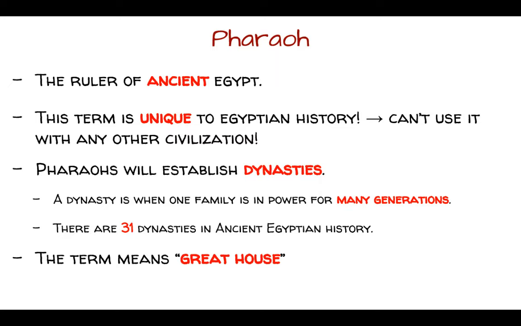The word pharaoh actually originally was describing the palace that the king or queen lived in. It eventually came to be known as the title of the ruler itself. So when we say the word pharaoh, what we're really referring to is the king or queen of Egypt during that time period.